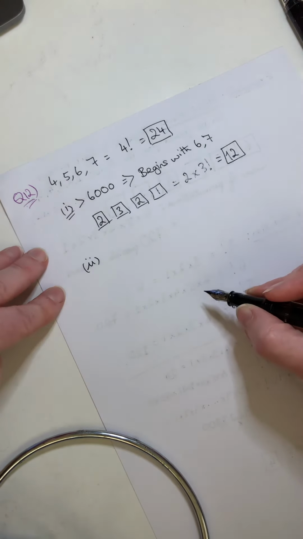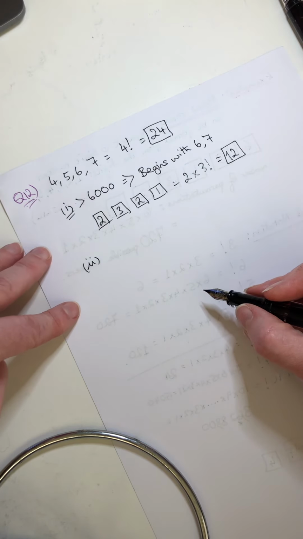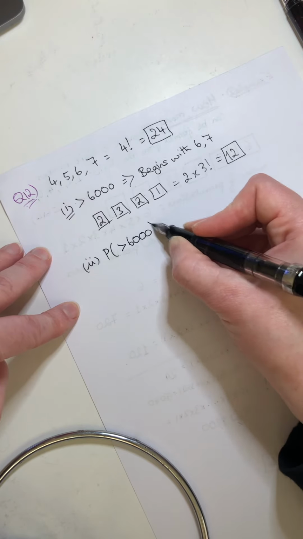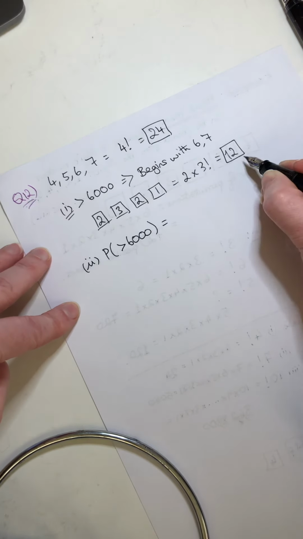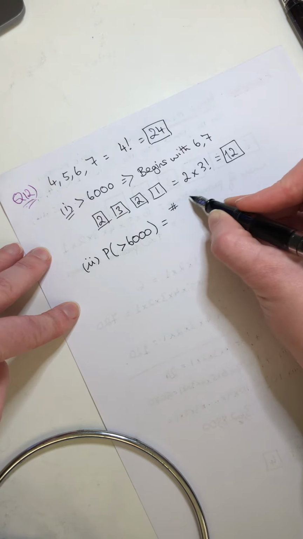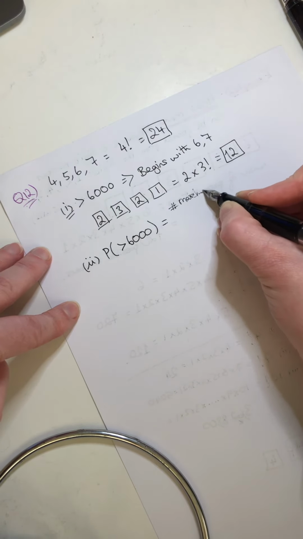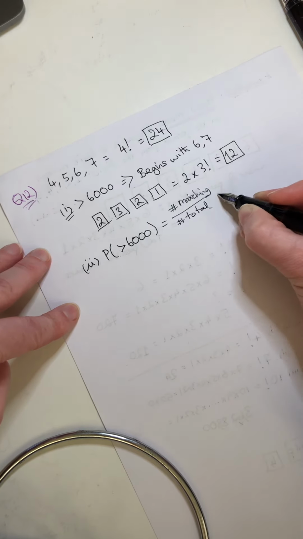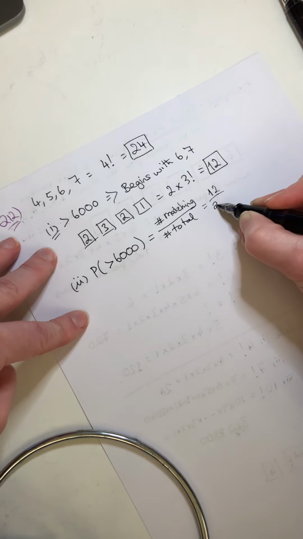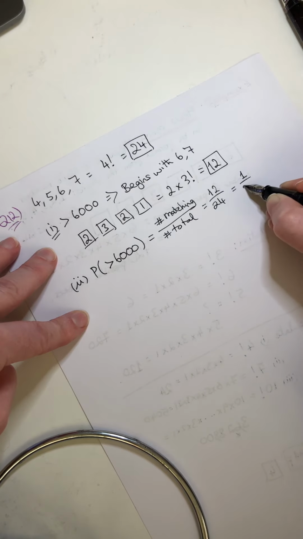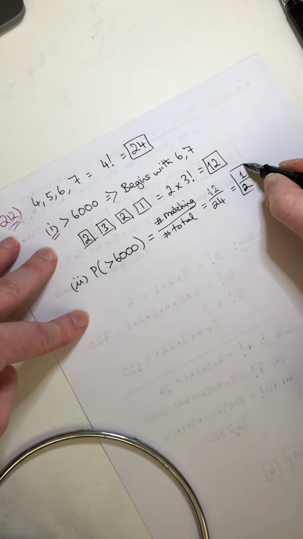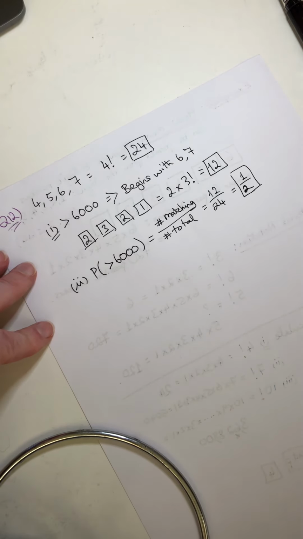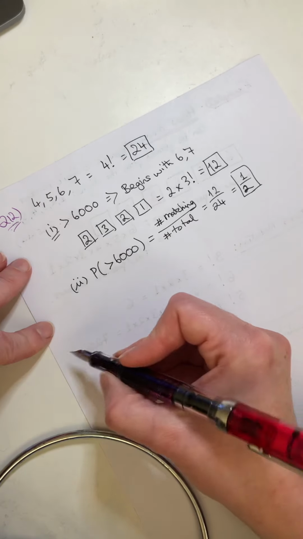Part 2, find the probability that the number is greater than 6,000. Well, that's going to be the outcomes that match being greater than 6,000 divided by my total outcomes. And that's 12 out of 24. Exactly half of the outcomes will be greater than 6,000. I did want one where we were asked about probability.